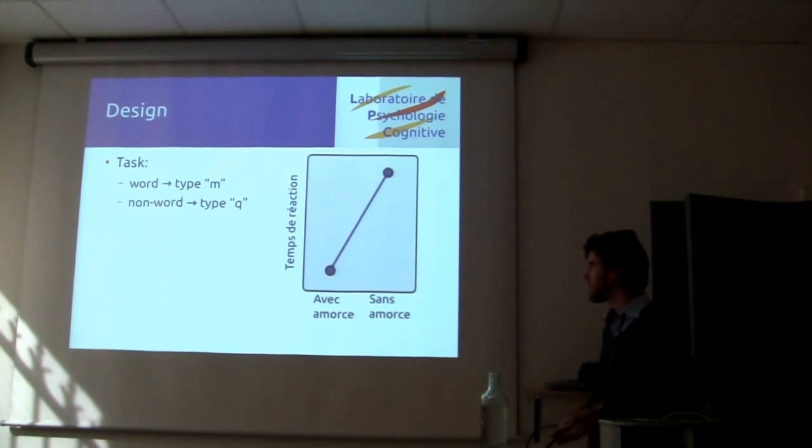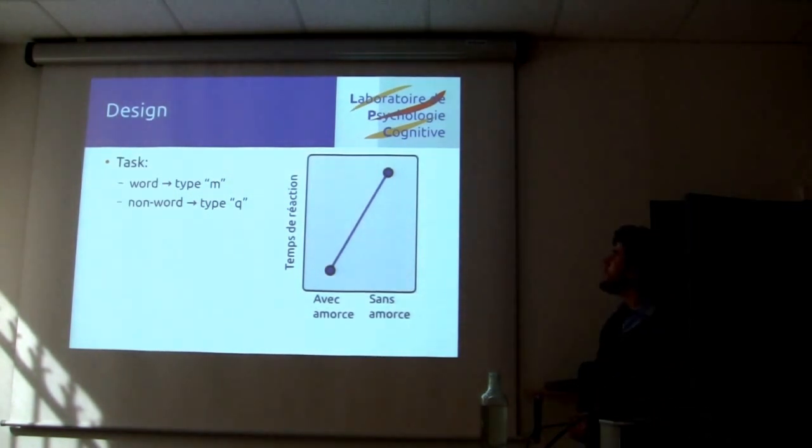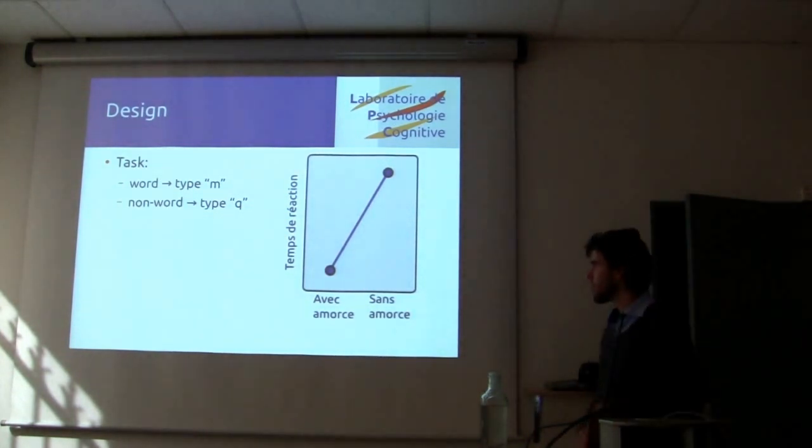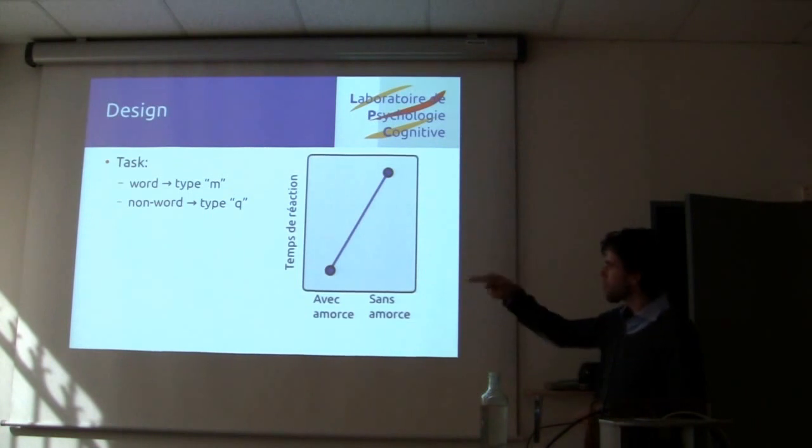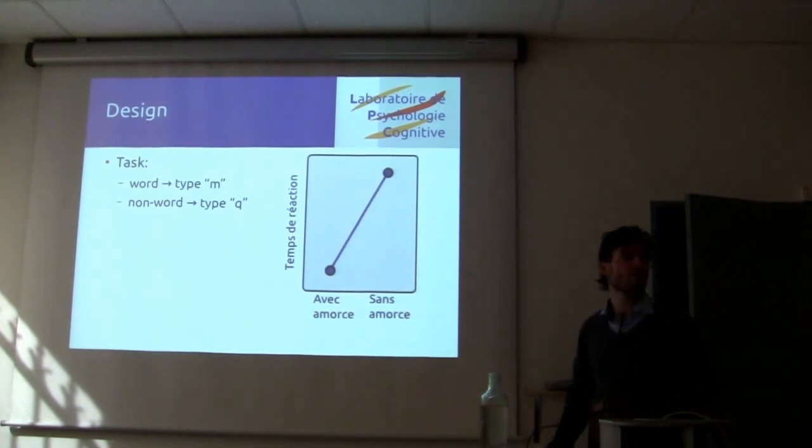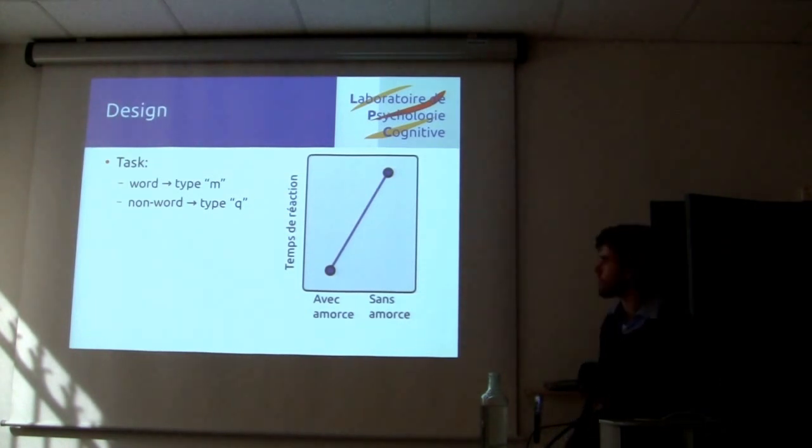So the task is a lexical decision task, our favorite task. If you see a word, you type M. If you see a non-word, you type Q, which only makes sense if you have an AZERTY keyboard. Otherwise, it's a bit awkward.